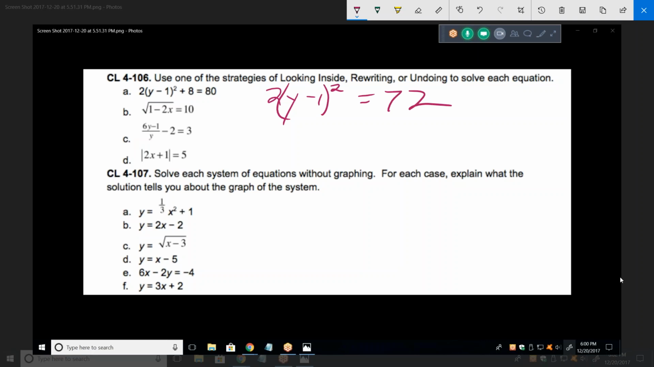Now, what's the next step? Would you square root both sides? Well, this 2 over here is not being squared. That is not inside the parentheses. So we would want to get rid of that 2 before we do that, so just divide everything by two. In other words, the whole goal is to isolate y, and you do it one step at a time.